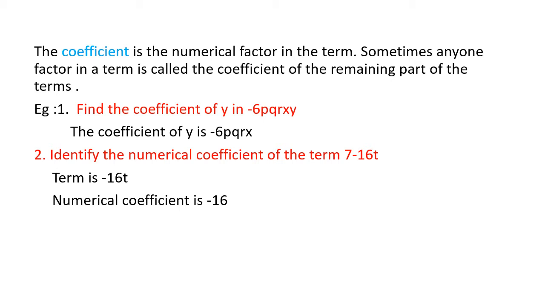Once again, listen. They told you to find the numerical coefficient of the expression 7 minus 16t. Here the variable is in only one term, so our term is minus 16t. The numerical coefficient is minus 16. Sometimes if 2-3 terms are there with variables, we can take them separately. Okay.